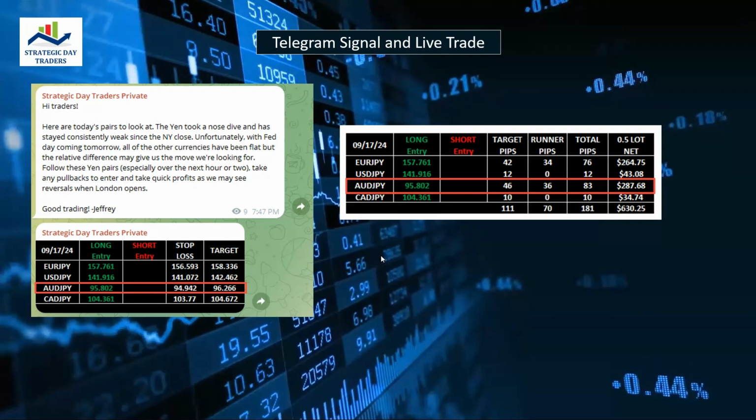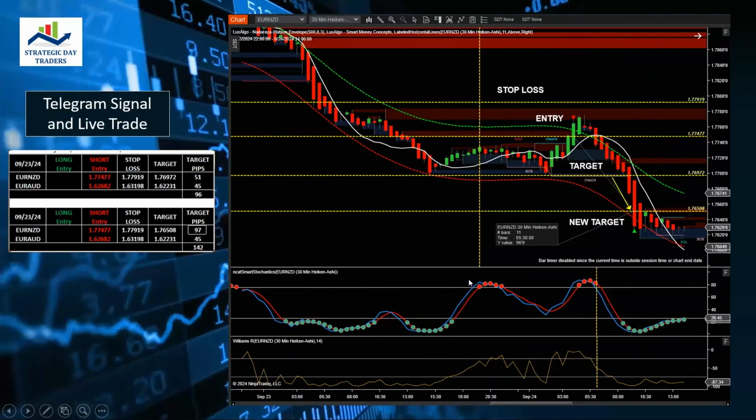Choosing an entry point that's typically a pullback. But again, if you're in front of your computer and you're looking at the charts, you can certainly choose to enter at market if there is a strong amount of momentum behind the movement and it is just taking off and it's a continuation trade, and you don't think you're going to get a pullback.